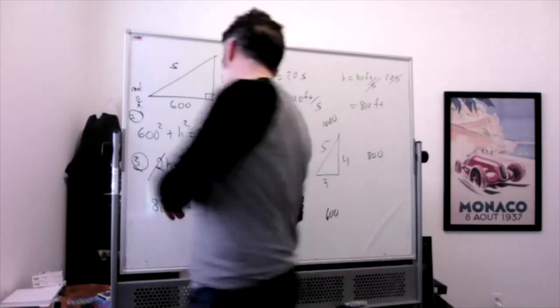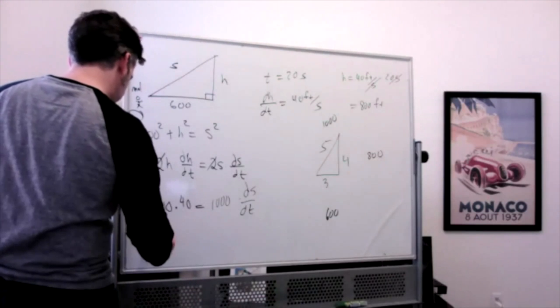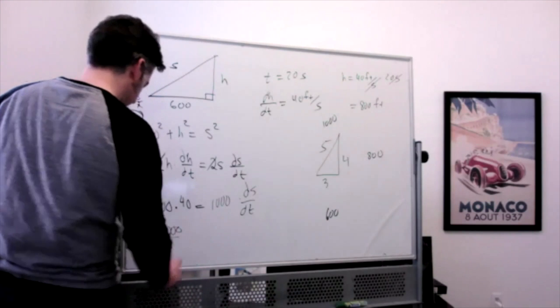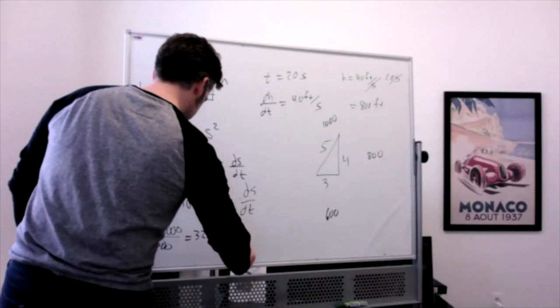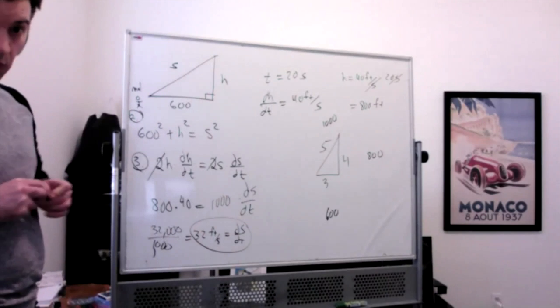So 800 times 40 is 32,000. And then divided by 1,000. That's going to end up being 32 feet per second equals ds dt. And it does make sense that it's less than 40, right?